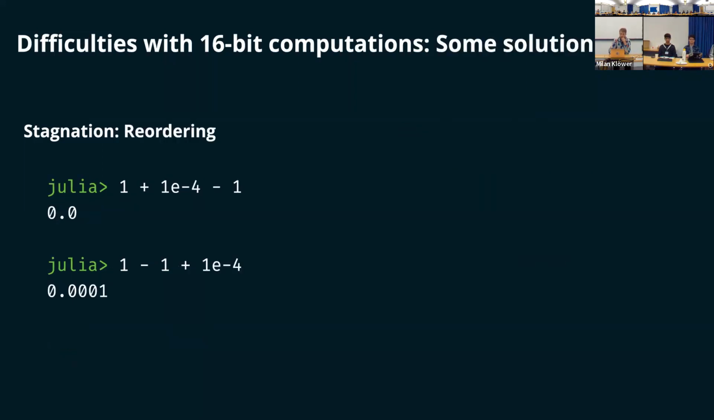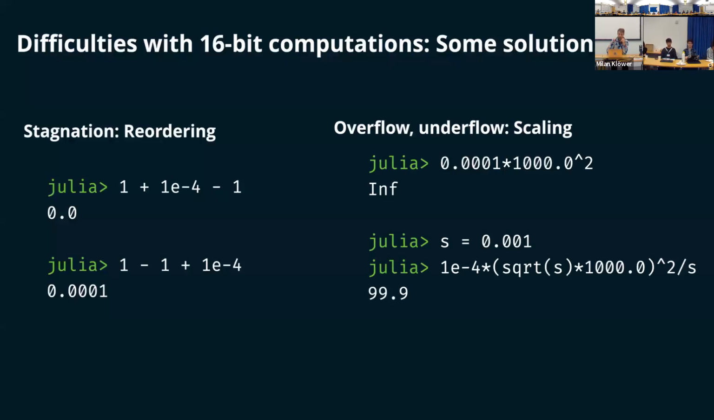But actually, there are also some solutions available. In the first example, you can just reorder it, and suddenly you end up with the right result. Or when we talk about underflow and overflow, we can apply something like scaling. If you do it in a smart way, it may not even look as bad as it does here, which looks quite complicated. Like, why do you use the square root of s and stuff like this? It may get more expensive, but sometimes in algorithms, you can hide this somehow.